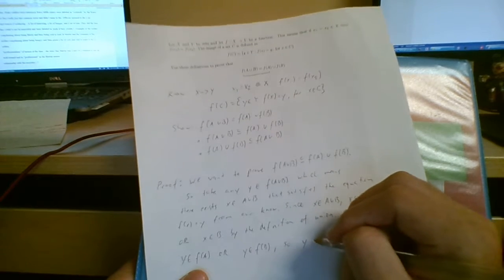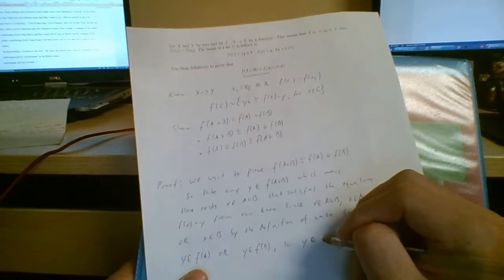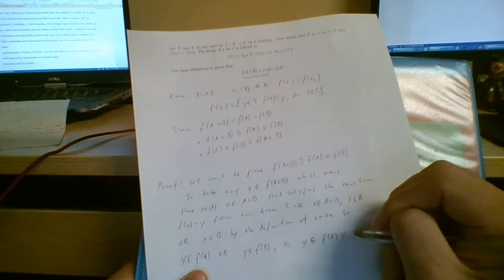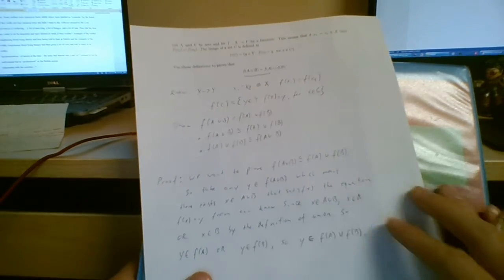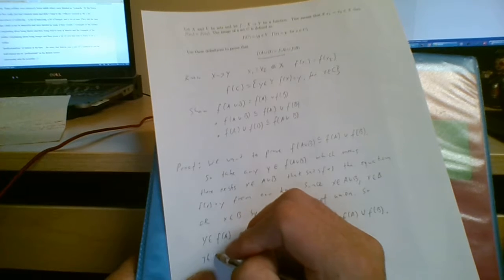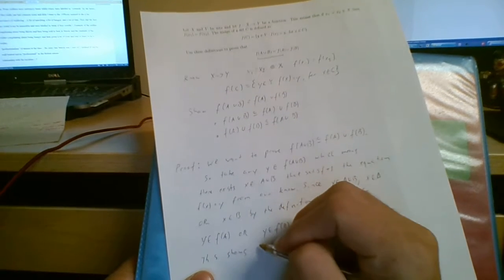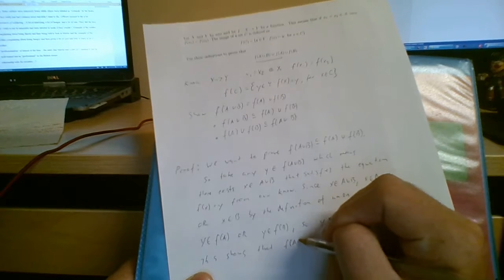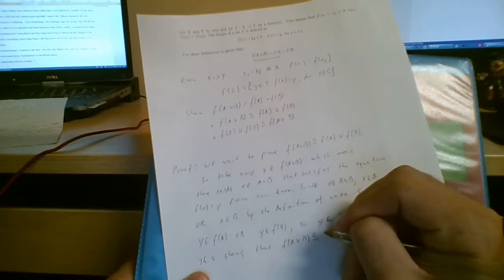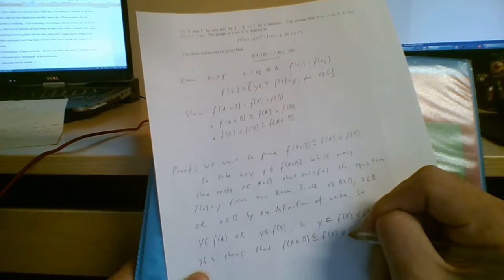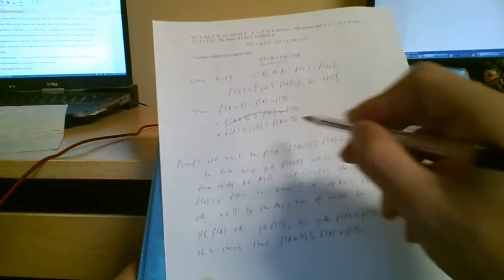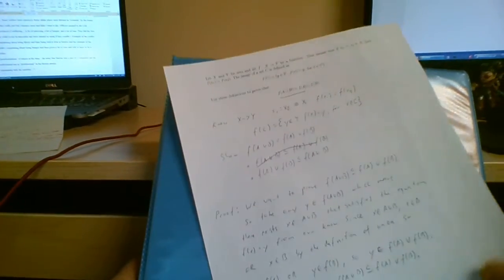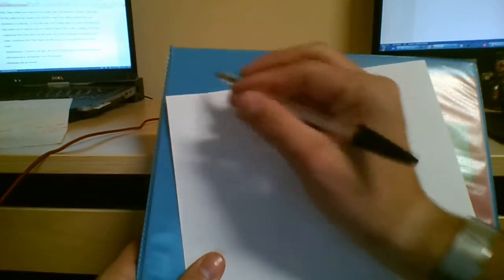So since we have this y in f of A or f of B, from that we can see that f of A union B is in fact a subset of f of A union f of B. So that's case one. That proves the first half that we needed to see. So we've done that one. So part two.